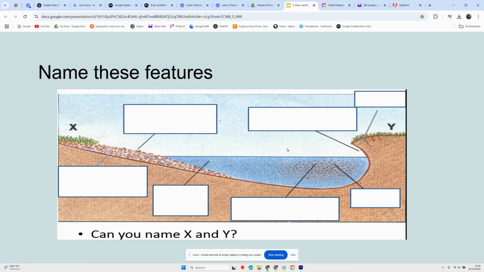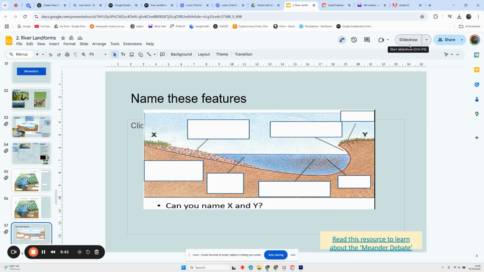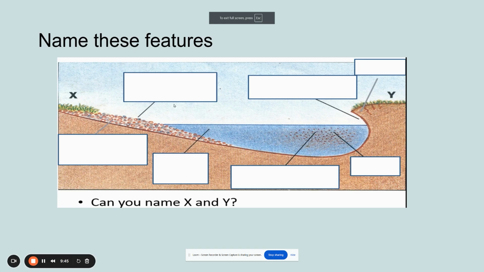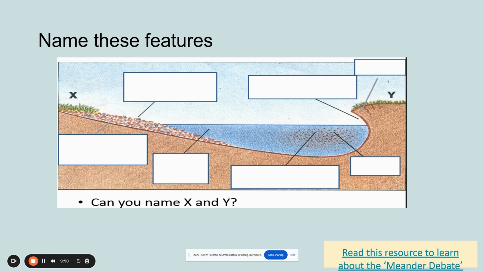Okay, so slide 56 shows some of these key features. Can I try to name them? Go for it. Okay, so we have the river cliff on the outside of the bend formed by erosion. Then on the inside, we have the point bar created by deposition, and the line of fastest flow where all the action is happening is called the thalweg. Nailed it. You're a natural.